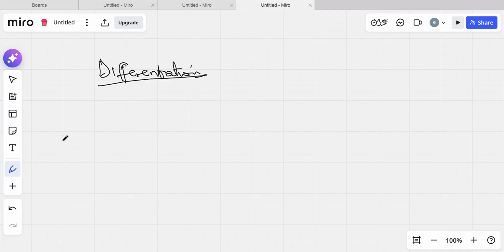Today we are going to be treating differentiation. We are starting from scratch, with basic concepts in differentiation, and we are going to look at some of the basic functions as well. So what do we mean by differentiation?